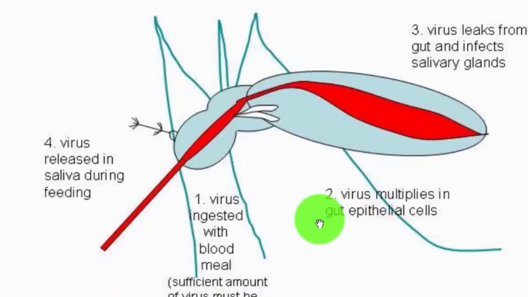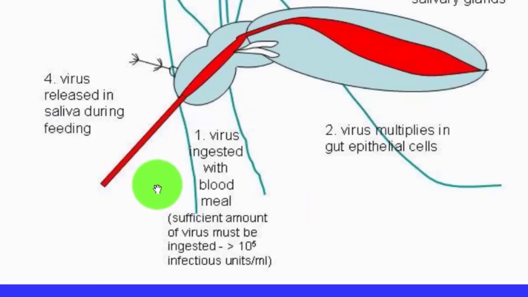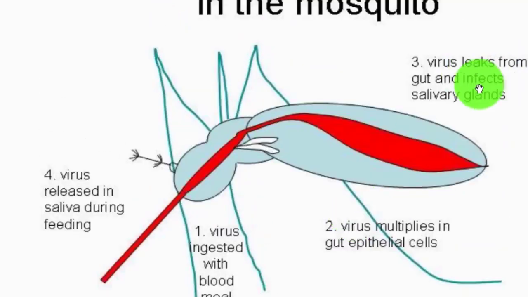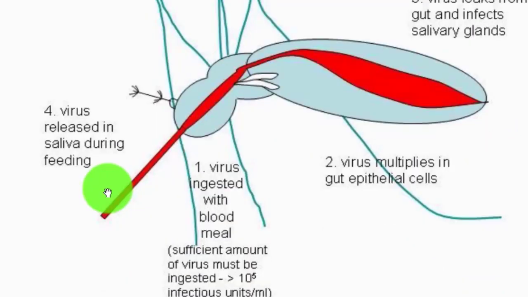In mosquitoes, the virus is ingested with the blood meal. A sufficient amount of virus must be ingested, not less than 10 to the power 5 infectious units per ml. The virus multiplies in the gut epithelial cells, leaks from the gut and infects the salivary glands, and the virus is released in the saliva during feeding.